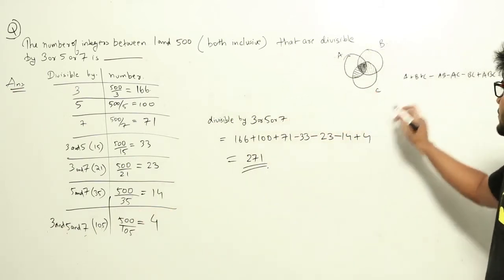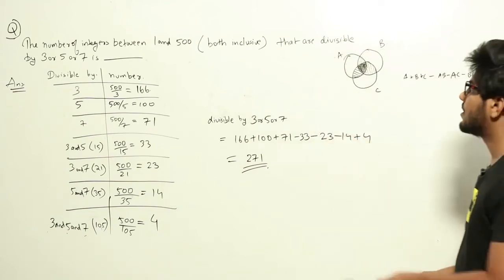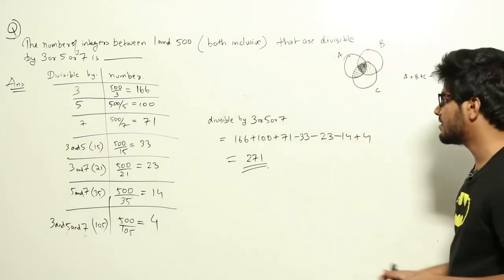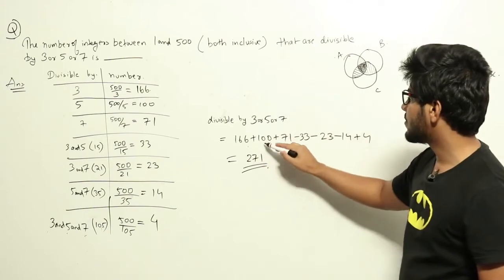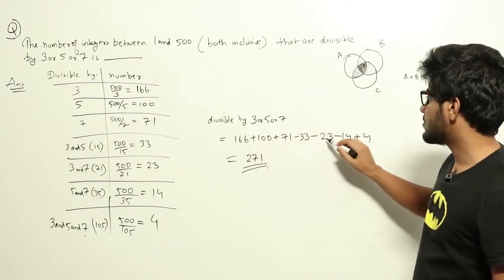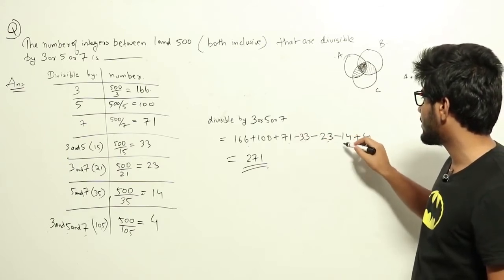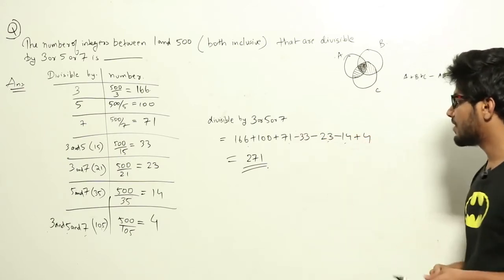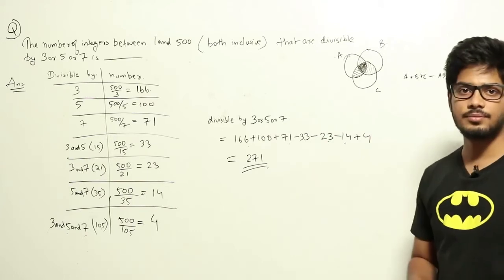Now, using this formula, we can find the number of numbers divisible by 3 or 5 or 7. That is, divisible by 3 plus divisible by 5 plus divisible by 7 minus divisible by 3 and 5 minus divisible by 3 and 7 minus divisible by 5 and 7 plus divisible by 3 and 5 and 7. That is 271.